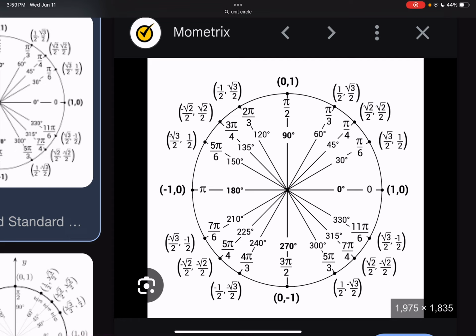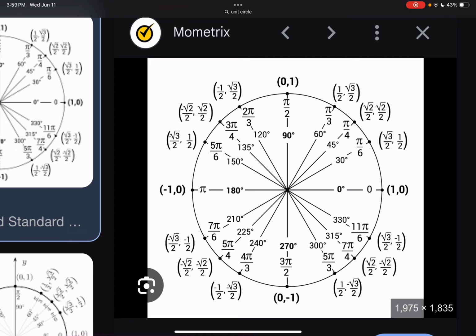It has 30 as pi over 6. It's got 45 as pi over 4. It's got 60 as pi over 3. You go around to the other quadrants. It has all of it listed. There are some people who will tell you to just memorize this whole thing. Can you believe that? Some of you, maybe that was you. Like you were told to memorize this whole thing. I think that that is insane.